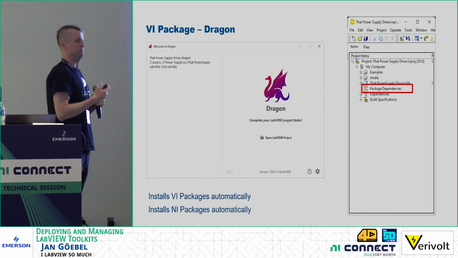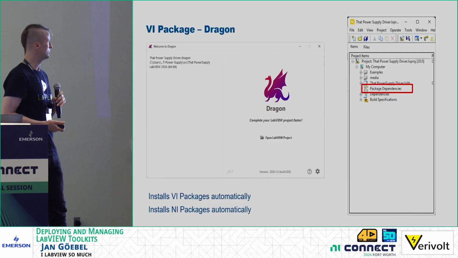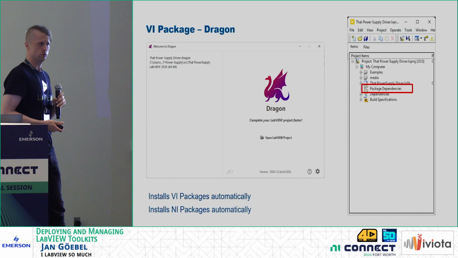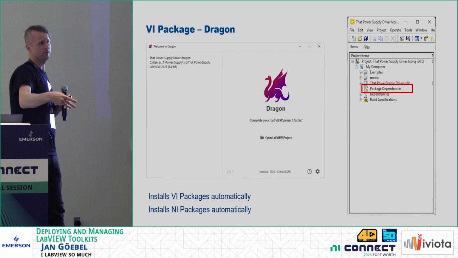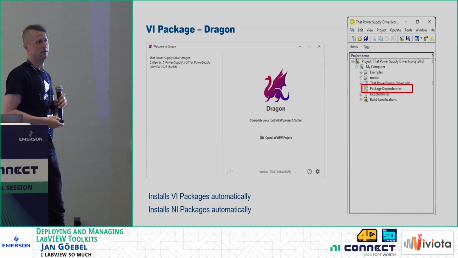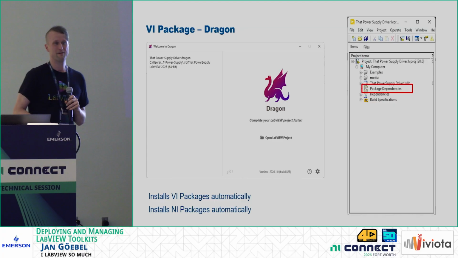Does it get cached locally, or does it have to have a network connection to download packages every time? That's a good question. I'm not sure if JKI Package Manager is caching them in between. I'm thinking it should do that, because it should download the VIP file to some directory, and I think if it's already there, you don't have to download it every time. But I'm not 100% sure. I can check afterwards.